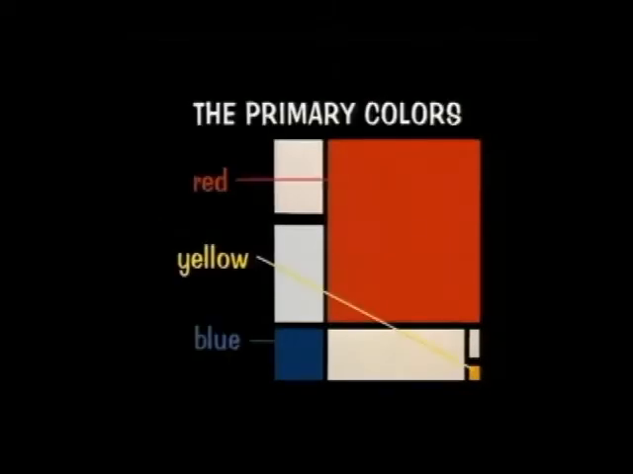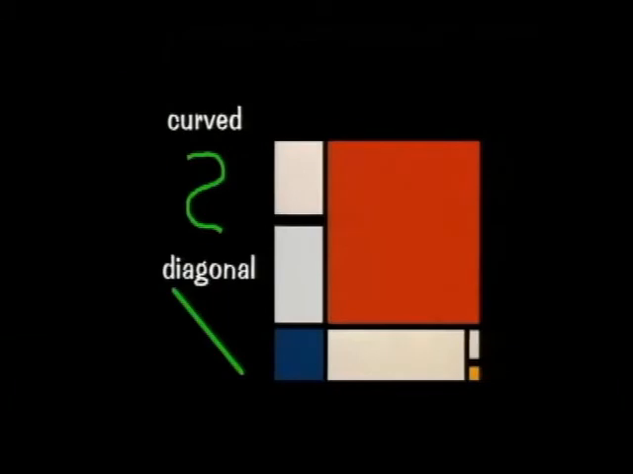He limited his colors to the three primary hues, red, yellow, and blue, plus black, white, and gray. He never used a curved line or even a diagonal line within his paintings. These shapes are all squares or rectangles. Mondrian's paintings are about creating perfect visual balance, and he liked to play with this balance.